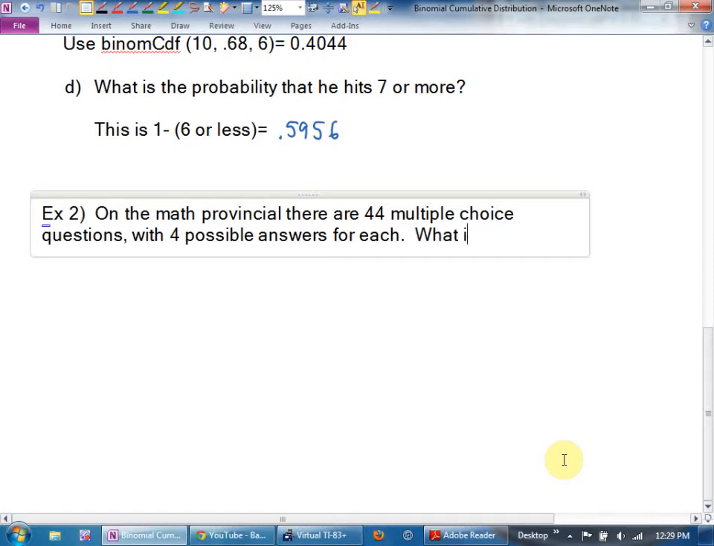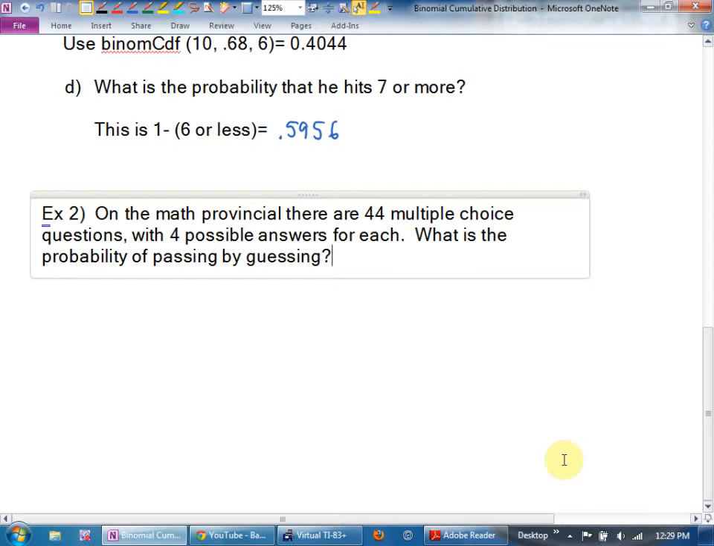What is the probability of passing by guessing? There's 44 questions. What's a pass? 22 or 23 or 24. This is where the bracket adding them all up method could totally be done, a little tedious. Or 25, or 20, okay. But I would argue this is a relevant, interesting question. This is some of the stuff you've probably wondered over the years when it comes to big final exams and tests. So I want the probability of 22 or more.